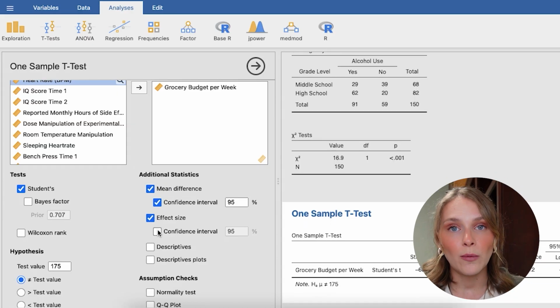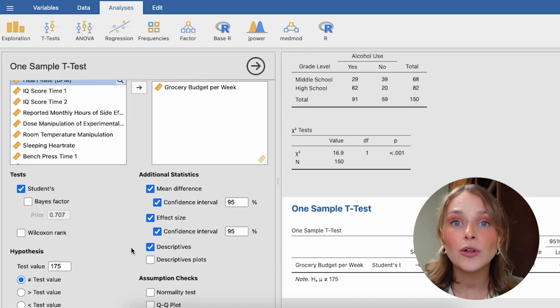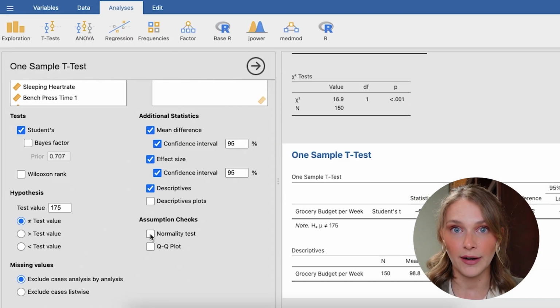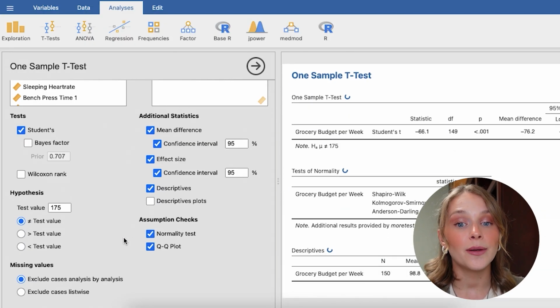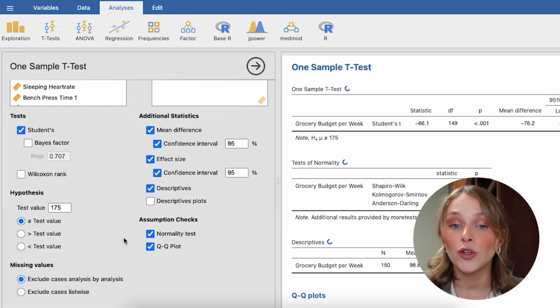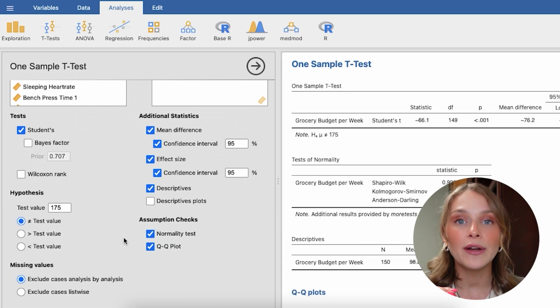We'll go through these one by one here in a bit, but all of these provide additional important information about what's happening with our analysis. And then importantly, you're also going to check under assumption checks for the normality test and the QQ plot. And that's where we're going to begin.